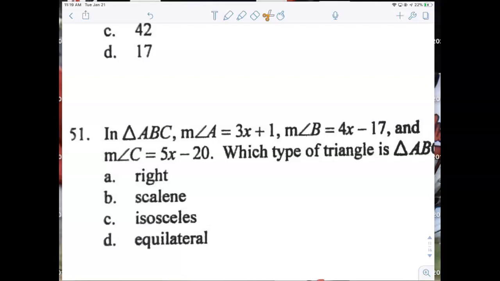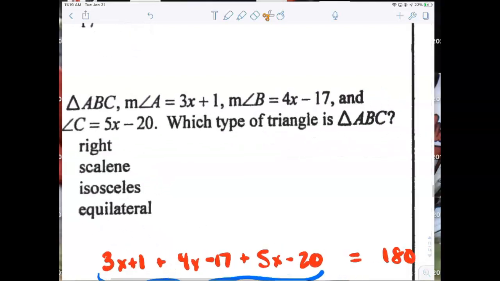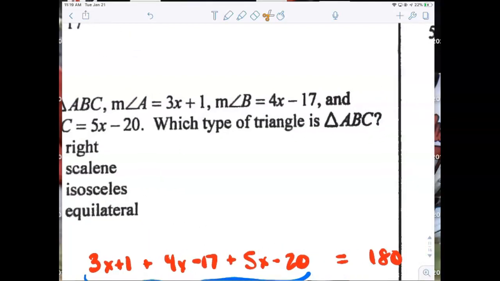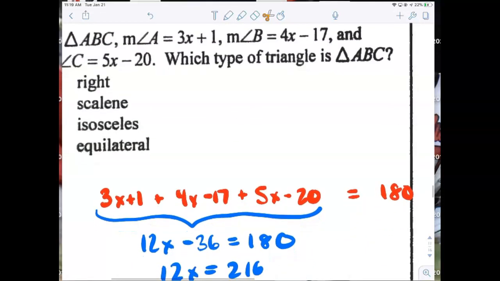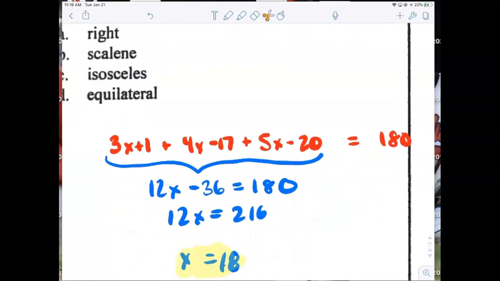For number 51, again, as we talked about earlier, three angles of a triangle all add up to 180. So the first thing I'm going to do is set up that equation right there. 3x plus 1, 4x minus 17, and 5x minus 20 equal 180. What that's going to do is get my x value for me. So you can see I combine like terms, isolate for x, and x is 18.